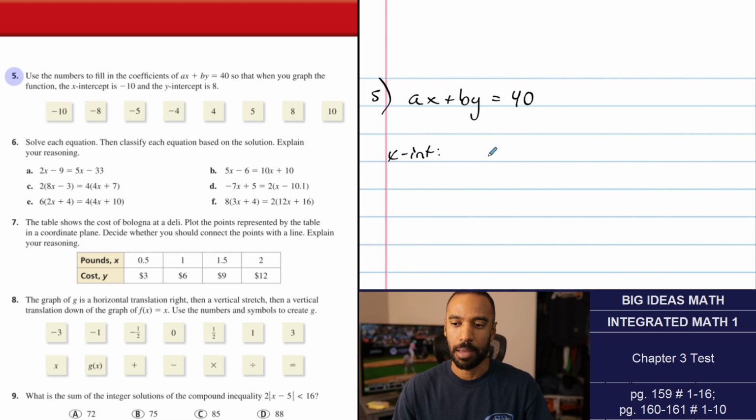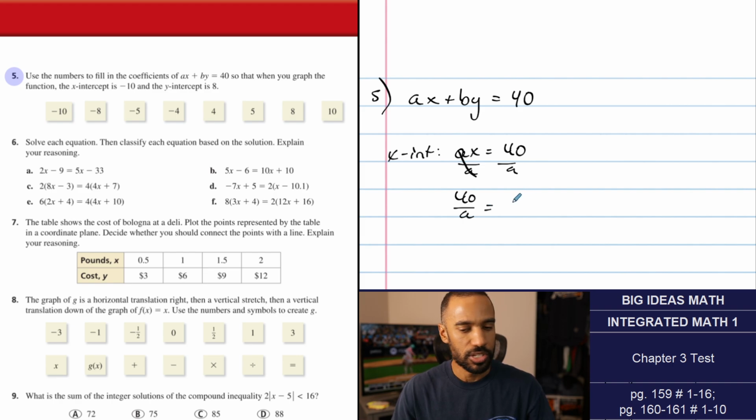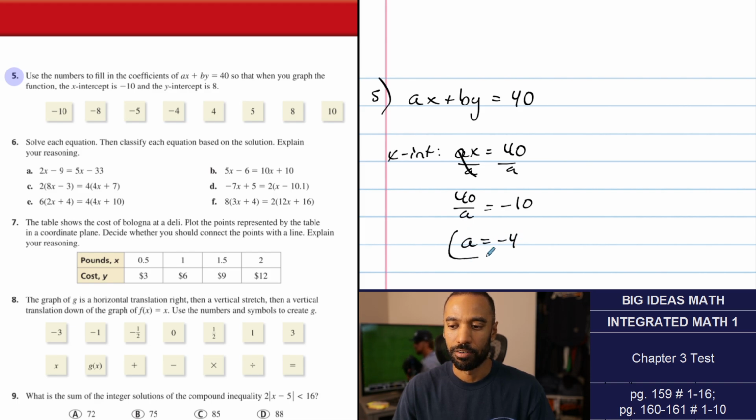The x-intercept is going to be when you set y equal to 0, so it's ax equals 40, divide both sides by a, and x equals 40 over a. If x equals 40 over a, our 40 over a needs to equal an x-intercept of negative 10. So 40 divided by what number gives you negative 10? Negative 4. 40 divided by negative 4 is negative 10, so this should be the a value there.